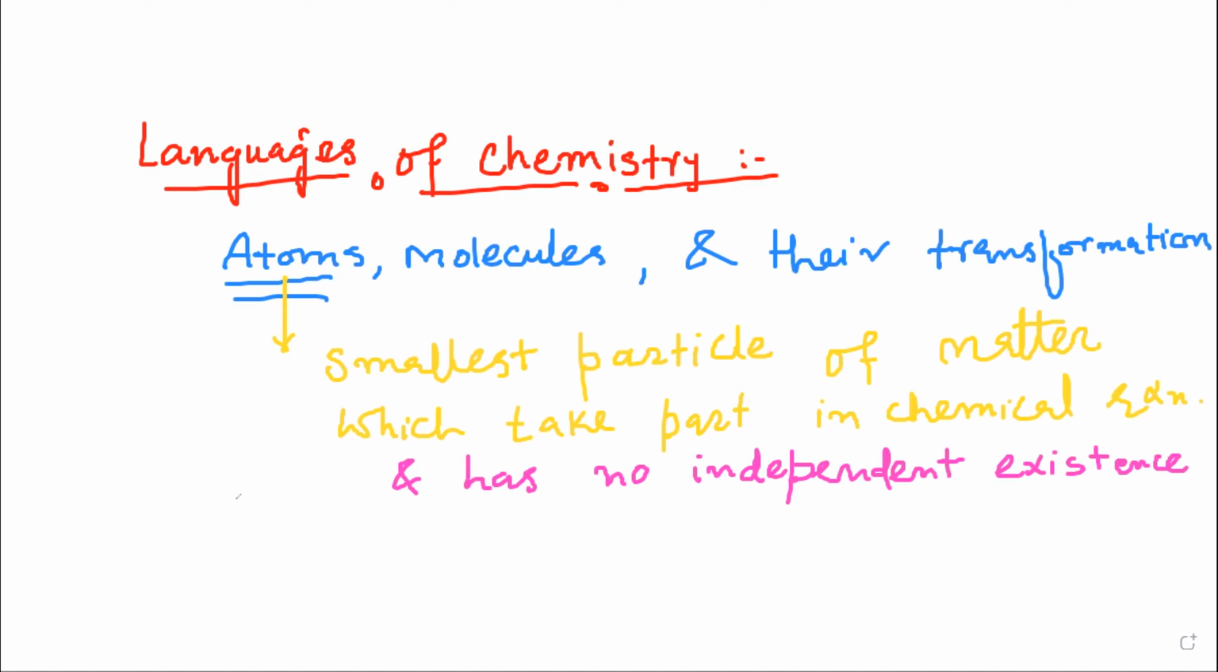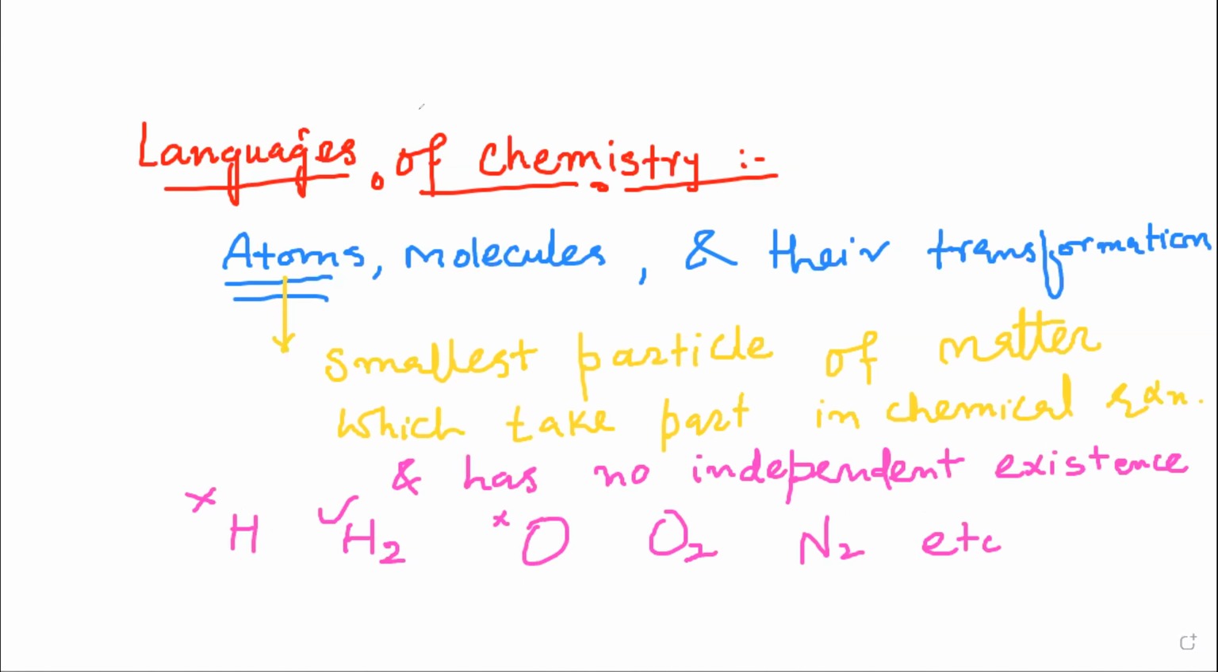For example, let's say this is my hydrogen atom. It doesn't exist as such. So it is incorrect to write H. H exists always as H2. Similarly, the oxygen atom has no independent existence. It exists as O2, right? Similarly, we have N2, etc. But there are exceptions.